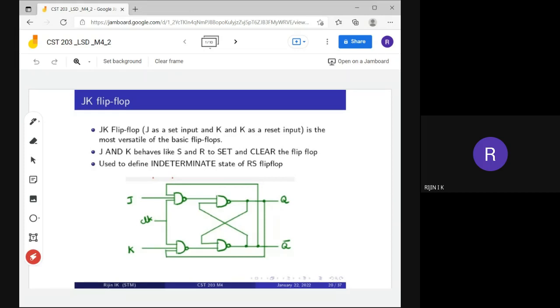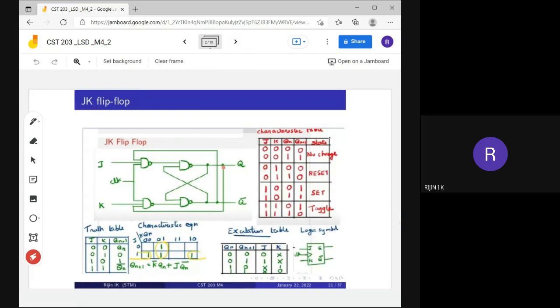Last class we discussed the JK flip flop. We discussed the characteristics table of the JK flip flop, truth table, characteristics equation, excitation table, and the logical symbol. Everything we have discussed from the last class.